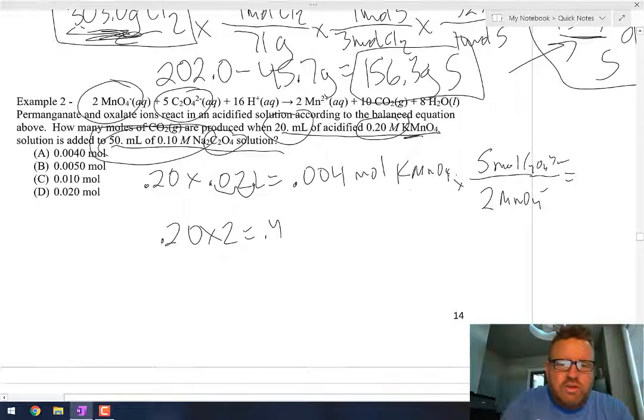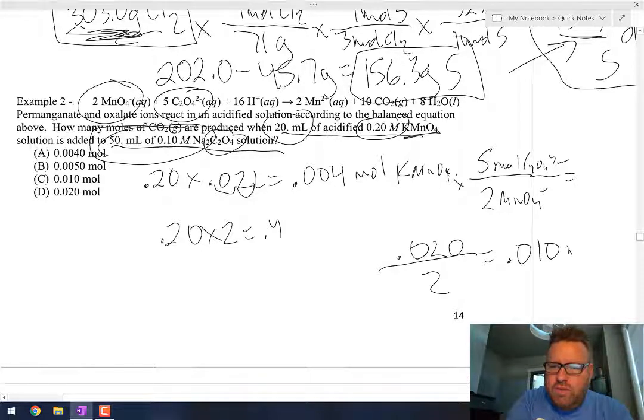So 0.004 times 5 would be 0.020. Again, this is a multiple choice question, so no calculator. That's why I'm doing it this way. Okay, so 0.004 times 5 would give us that, and then dividing by 2 cuts that number in half. So 0.010 moles of C2O4 2-. And again, that's how much I need.